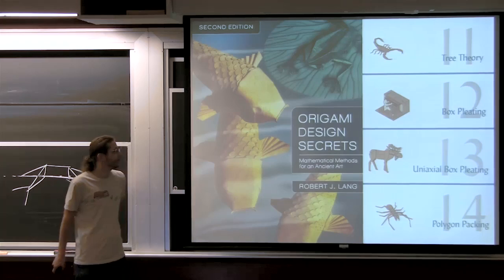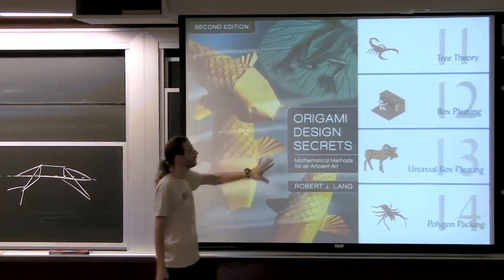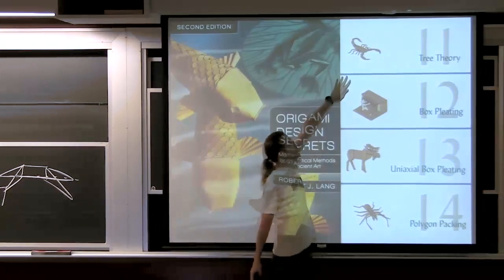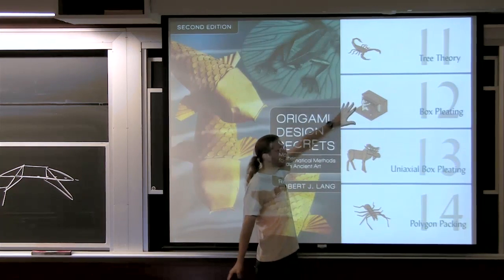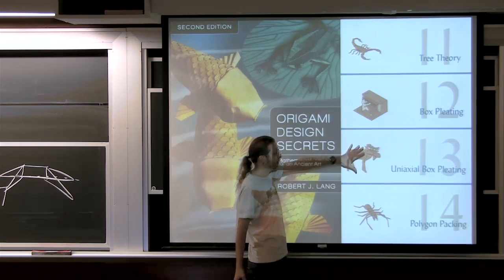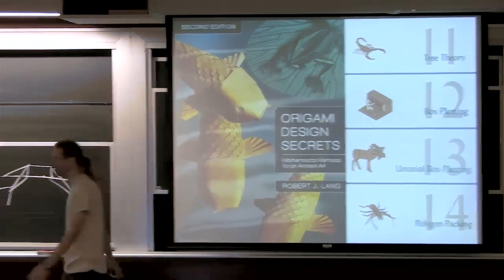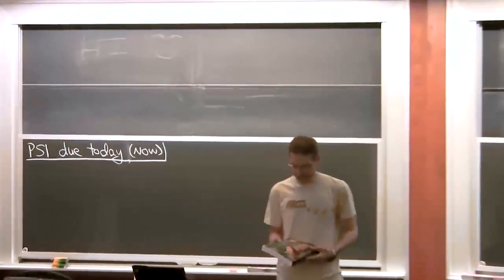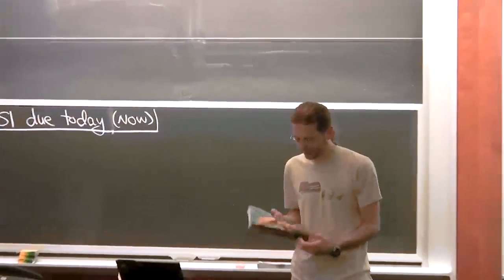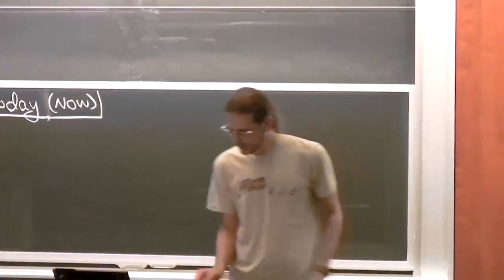And the best write-up of it currently is in Origami Design Secrets, especially second edition. So it has a chapter on basic tree theory, a chapter on box pleating in general. This is sort of classical box pleating, but then there's a chapter on mixing the two, uniaxial box pleating and polygon packing. These kind of go together. So if you're interested in this stuff, you want to design something the way that the experts do, check out Origami Design Secrets, or go to an origami convention where Rob is talking about this stuff.